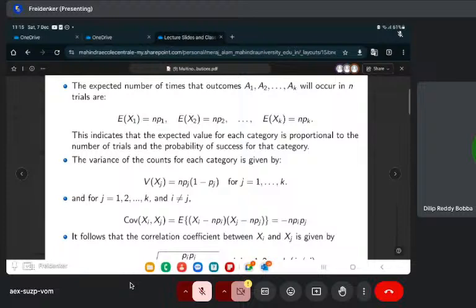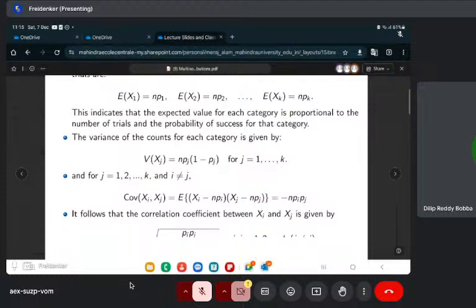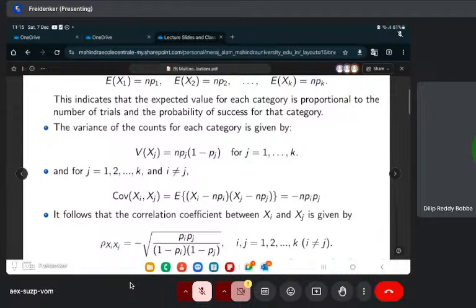Covariance. The covariance formula is given here. The covariance of xi and xj is the expectation of xi minus mean of xi, into xj minus mean of xj. But if you go back to the covariance slide, there is this property that it's going to be minus npipj. It's like a property. If you want, you can derive it, but I'm not deriving it.